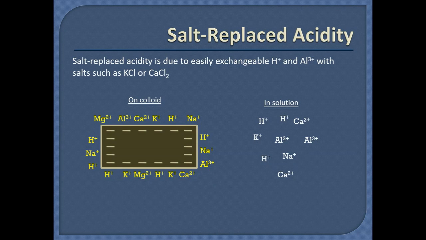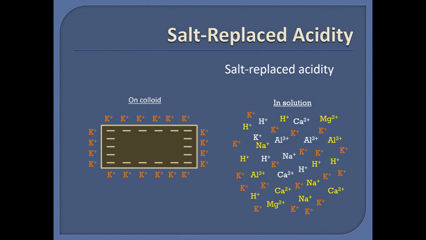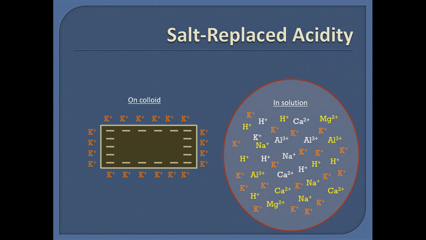Salt-replaced acidity is the hydrogen and aluminum bound in easily exchangeable forms to the soil particles. We can measure this acidity when we mix soil with a salt like potassium chloride. When we add potassium chloride, the potassium replaces the exchangeable forms of hydrogen and aluminum on the soil particle. This exchangeable hydrogen and aluminum moves into the soil solution where we can measure it.